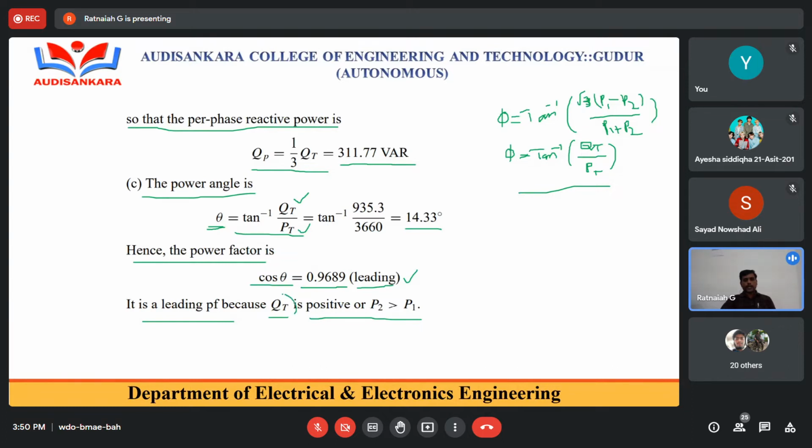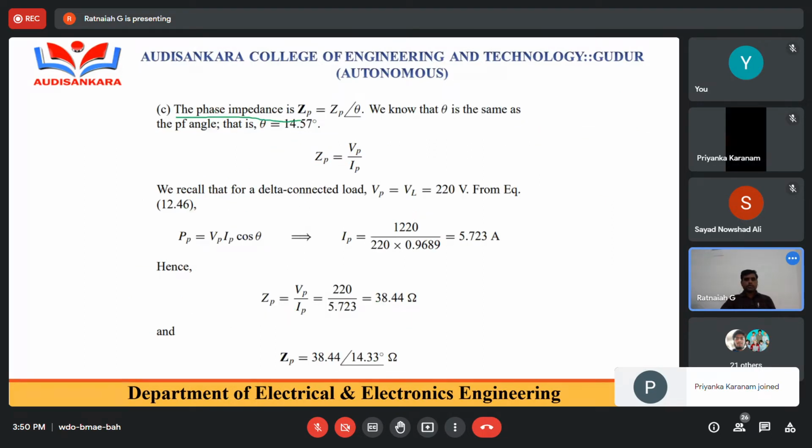So make a reactive power based check, it should be leading or lagging. If we get the positive reactive power, we can take this as a leading power factor. If it is negative, then we can go for lagging power factor. So the per phase impedance we are going to calculate. It should always be magnitude and phase angle.